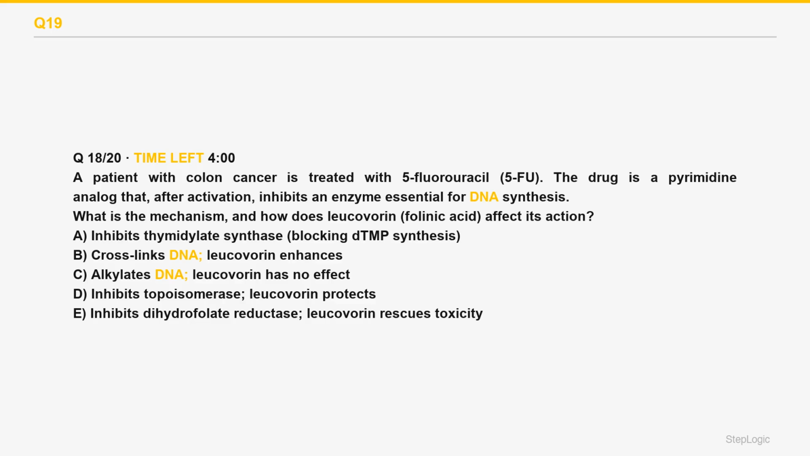What is the mechanism, and how does leucovorin, folinic acid, affect its action? A patient with colon cancer is treated with 5-fluorouracil, 5-FU. The drug is a pyrimidine analog that, after activation, inhibits an enzyme essential for DNA synthesis. Read the command: mechanism and leucovorin's effect. 5-FU inhibits thymidylate synthase. Leucovorin enhances and stabilizes the complex.